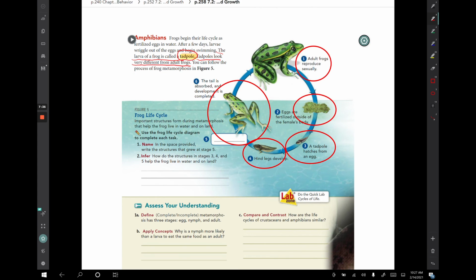So we have looked at 3 different types of metamorphosis here. We saw that in insects, you have complete metamorphosis, and it's 4 stages of egg, larva, pupa, adult. We saw that you can have incomplete metamorphosis, where there are 3 stages of egg, nymph, and adult. And then we looked at the metamorphosis of a frog, where the eggs are fertilized externally. They hatch as a tadpole, which is the larval stage, and then they develop over time into the adult frog.